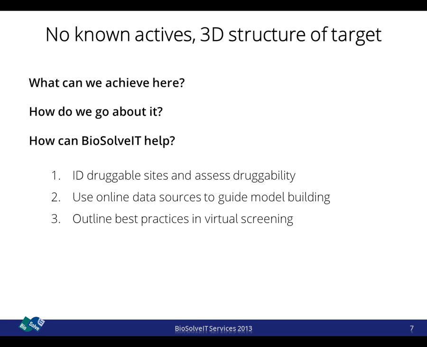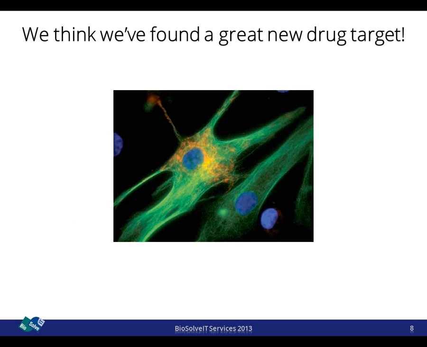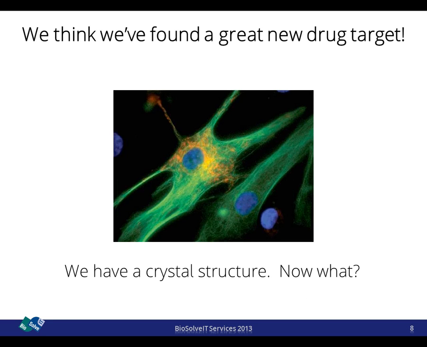I'll outline some best practices in virtual screening, how you might go about building small molecule databases, especially those with reliable 3D structures, and spend some time talking about how we go about executing a virtual screen. Of course, once you've completed your virtual screen, you might then be interested in expanding the subsequent search space, taking those hits and finding close analogues that you might also consider screening. So, you think you found a great new drug target, and you have a crystal structure, but then what?